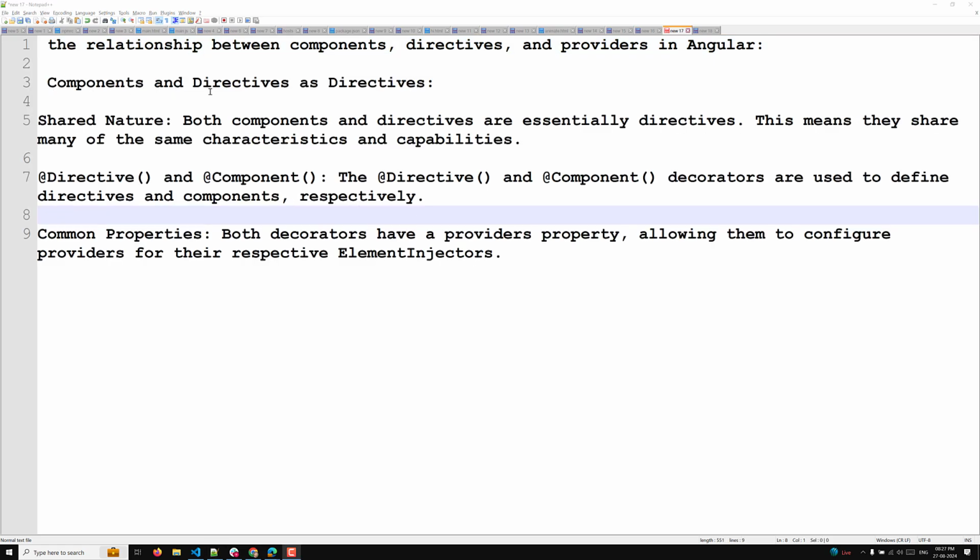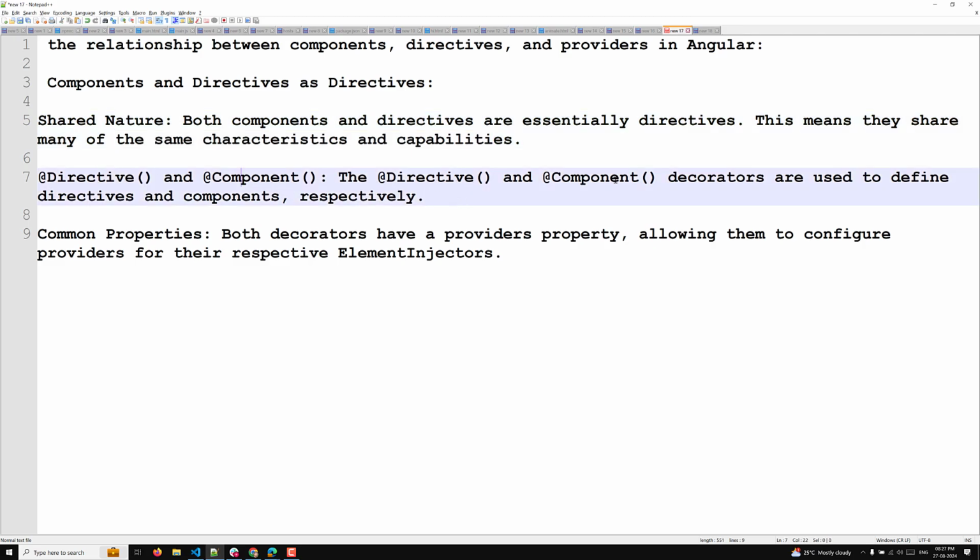So the components and the directives. Let's try to see the shared nature first. Both components and directives are essentially directives. If you observe carefully in Angular, components are nothing but directives. This means that they share many of the same characteristics and capabilities. So a component is also one type of directive, and directives are normal directives. That means they both have the same characteristics and capabilities, the directive and also the component.